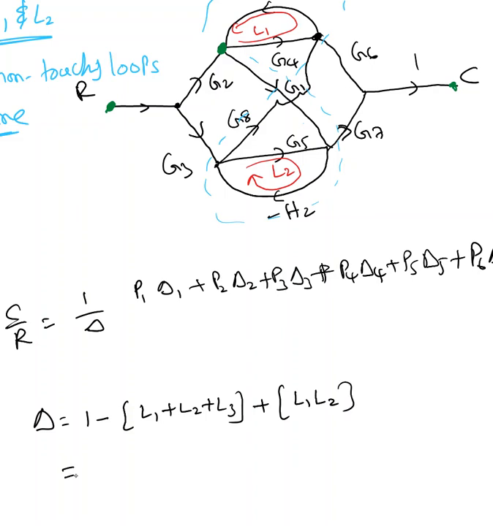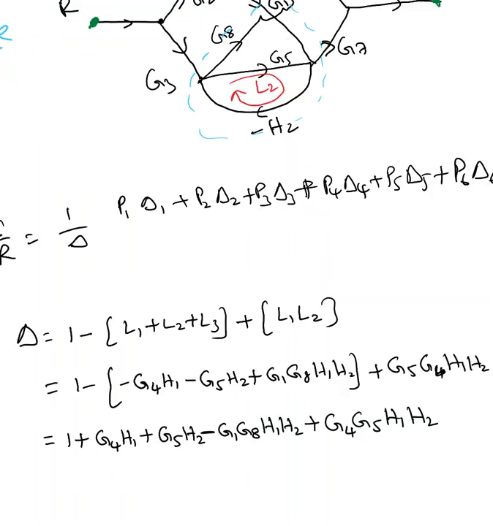Okay, so this is nothing but 1 minus, I have L1, L2, L3. Let me copy that. So here is delta. L1 is minus G4 H1, L2 is minus G5 H2, L3 is G1 G8 H1 H2, and L1 times L2 is multiply these 2 terms, so I end up with G4 G5 H1 H2. Minus of minus becomes positive. So this is final delta.